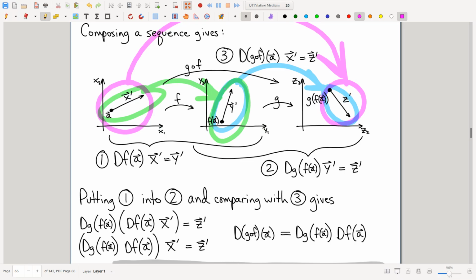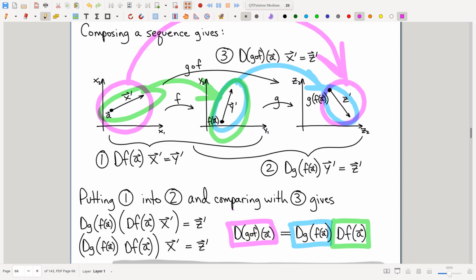Let me get the things in the right order here. The matrix you multiply by x prime to get y prime, and then the matrix that you multiply by y prime to get z prime, all together, their product is the derivative of the composition, namely what you multiply by x prime to get z prime. So I think this is a really valuable point of view. It points out that the multivariable chain rule is a statement about derivative matrices. As it should be.